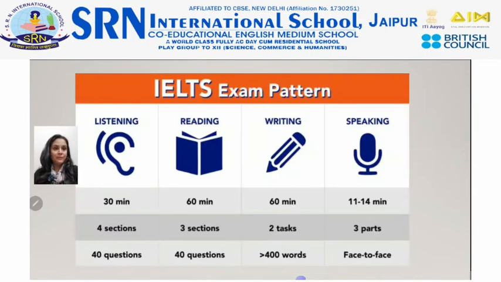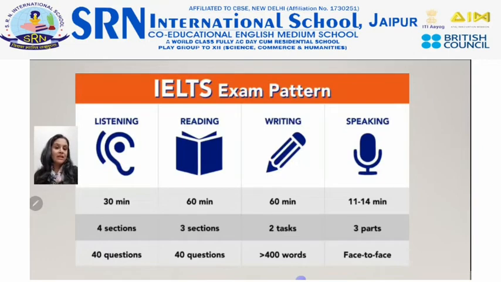Let's move ahead. Now what is the IELTS exam pattern? What is being tested here? So basically your 4 language skills, which are listening, reading, writing and speaking, are being tested in this paper. Now your listening is for 30 minutes, reading is for 60 minutes, writing is for 60 minutes, and your speaking assessment, which is a face-to-face conversation with an IELTS examiner, is from 11 to 14 minutes.